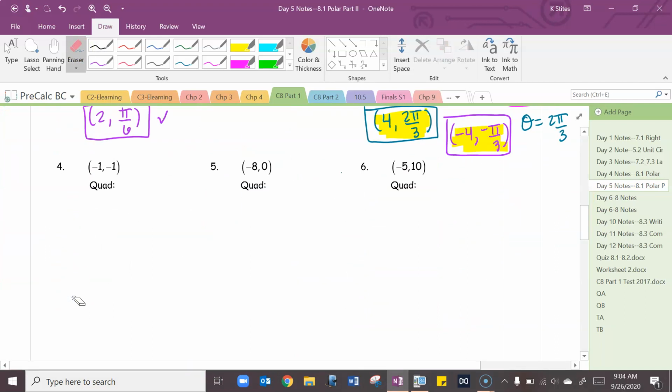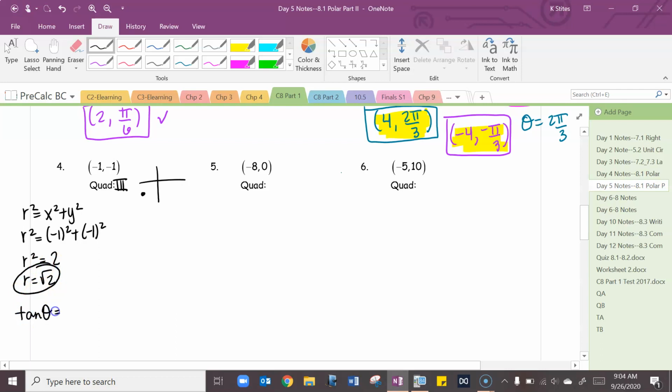All right, next, (-1, -1), quadrant 3. R squared is equal to x squared plus y squared, or x squared plus y squared equals r squared. So go ahead and plug that in. Please show the work, even if you can do this in your head. We should get our radius is root 2.